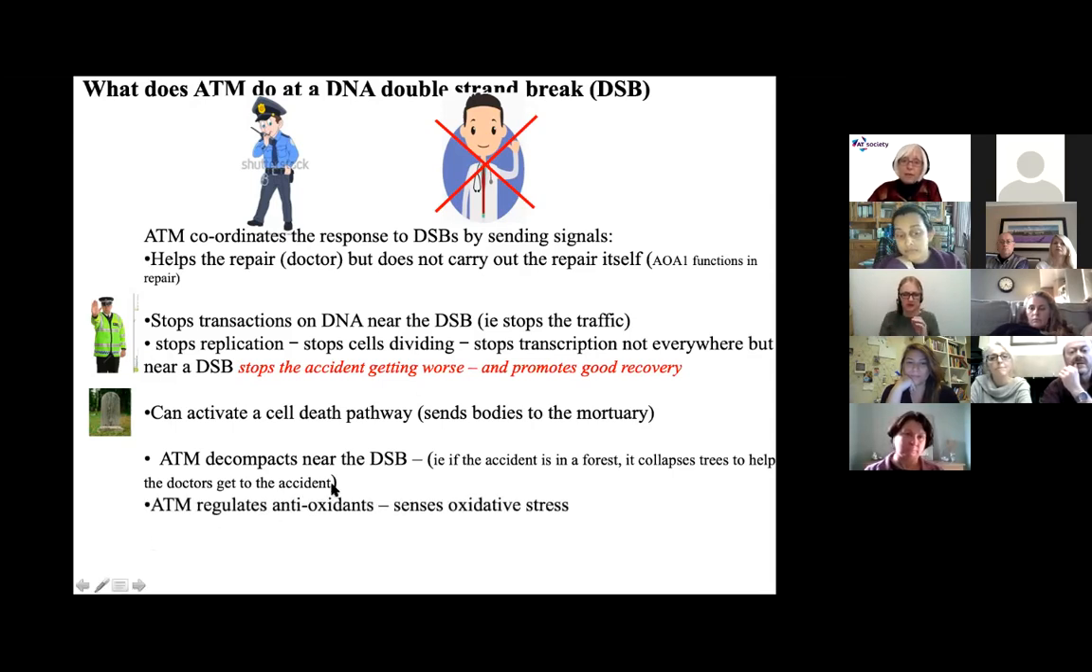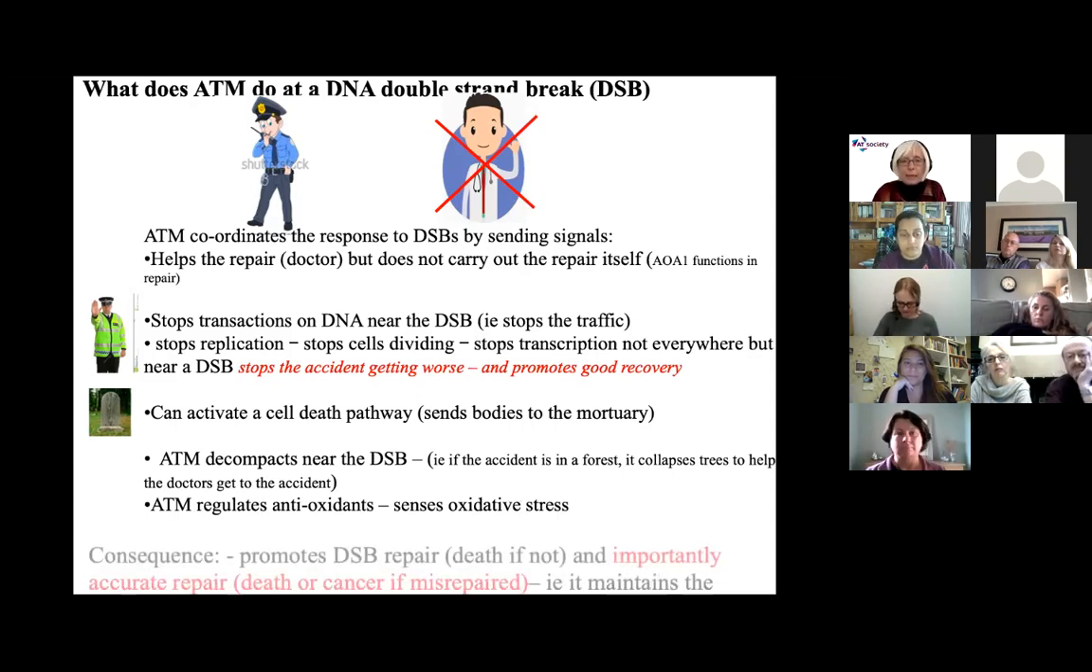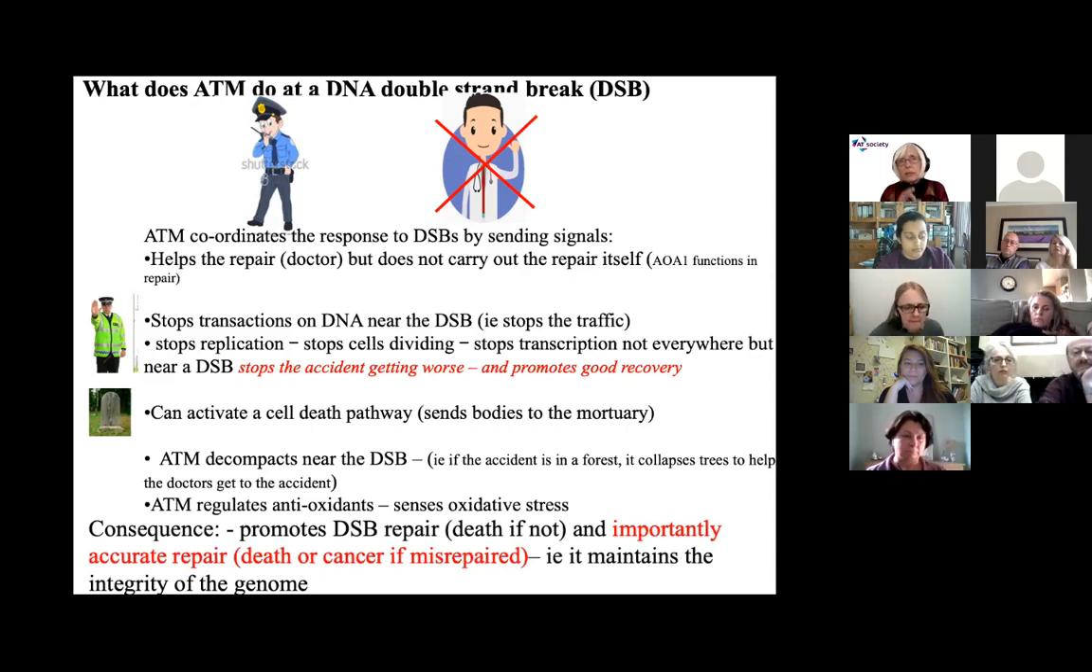And just one final thing that ATM does, in a slightly different way, is it senses what we call oxidative stress, which is sensing those reactive oxygen species. And then it'll regulate antioxidants. So if there's a lot of damage, a lot of reactive oxygen species, it will help produce more antioxidants to counteract them. And the really critical thing of all of these is it helps those double strand breaks get repaired.